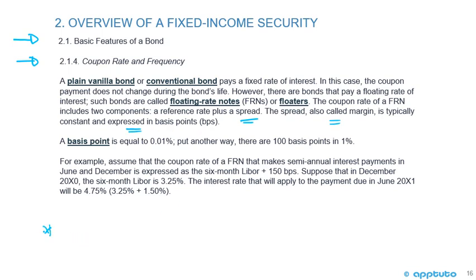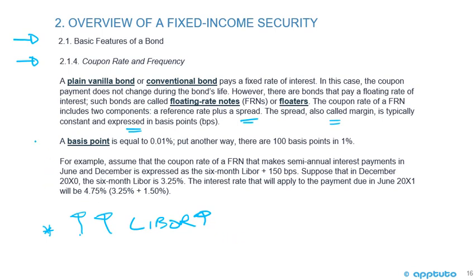So that's an important point. It's going to come up later. The spread is set when the bond is issued, and it's fixed. So if there's going to be an increase in a coupon payment, it's because of the increase in the reference rate. If the floating rate note is tied to LIBOR, and LIBOR increases, then the coupon will increase. The coupon is not going to change because of a change in the spread. The spread is fixed.